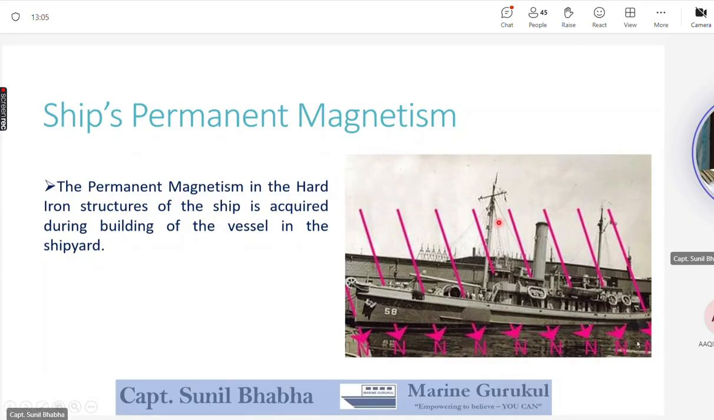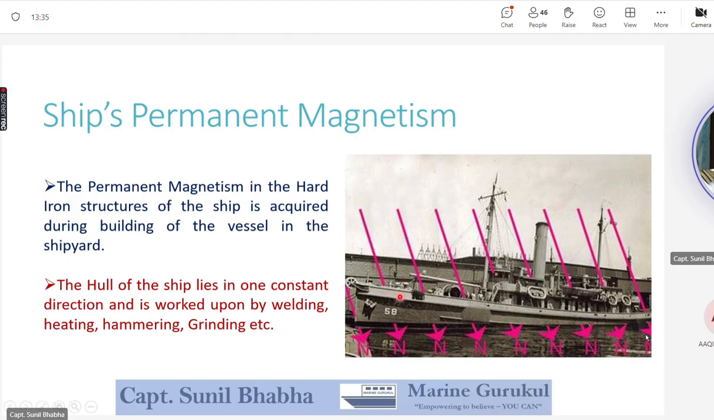and the pink color arrows which you are seeing basically represent the magnetic field of the Earth. The vessel is in northern hemisphere, that's why you see all these lines are going into the surface of the Earth, and the angle at which they are cutting the surface of Earth is the dip angle at that particular place. So the ship is exposed to this particular magnetism of the Earth's magnetic field.